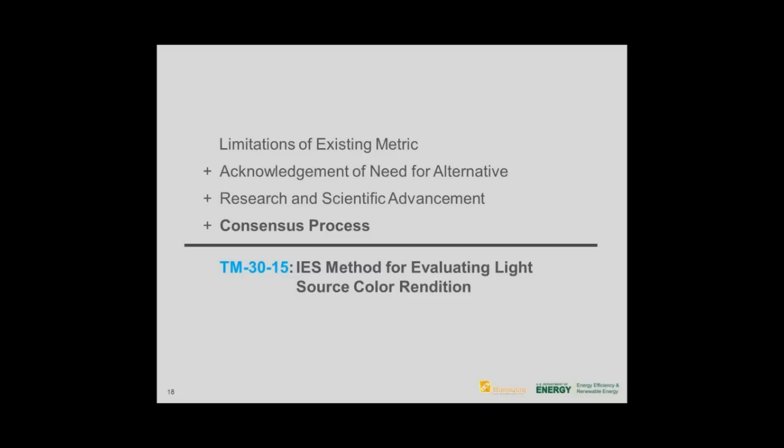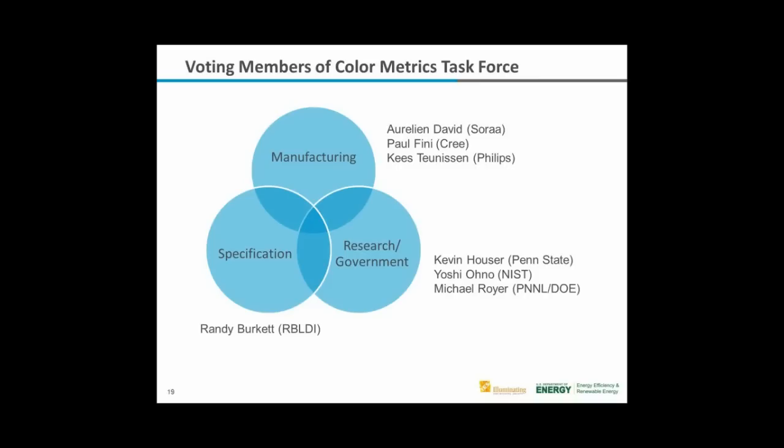So the last thing, and again I mentioned one of the most important things, was the consensus process that was used to develop TM-30. The Color Metrics Task Force was comprised of 7 voting members as well as 1 non-voting member. It included representatives from manufacturing, research, government, and the specification communities. And that was done to really include interests from all of these, because they all have a stake in color metrics and color rendering. So it was important that this was balanced between the different groups, so that no one group felt that they were having something imposed on them by the others.